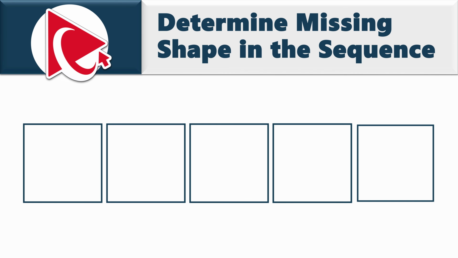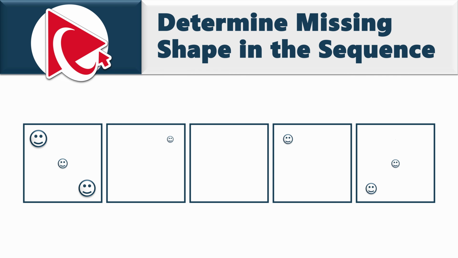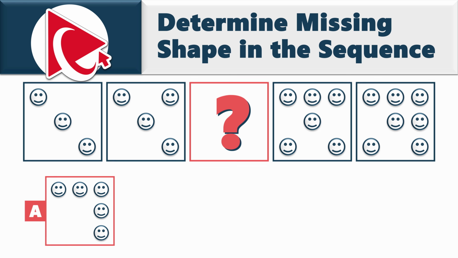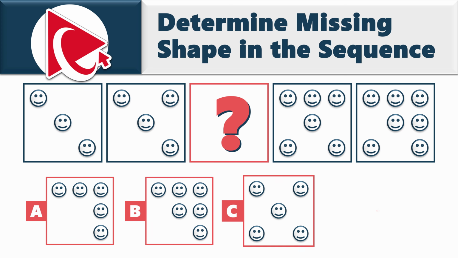You're presented with 5 squares. Each square has smiley faces inside. The third square is missing. You need to calculate and select the correct answer out of 4 possible choices. Choices A, B, C, and D.